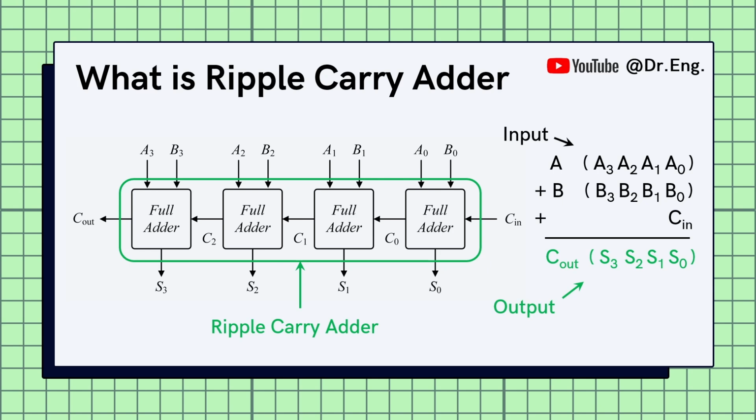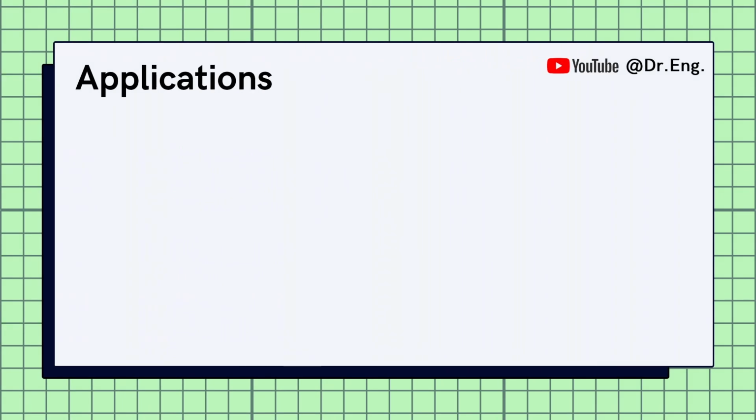However, this design has a trade-off. The carry has to propagate, or ripple, through all the adders, which can result in delays as we increase the number of bits. Although it's not the fastest way to add numbers, it's essential for understanding how multi-bit addition works in hardware. Before we dive into the hands-on part, let's quickly discuss where ripple carry adders are commonly used.